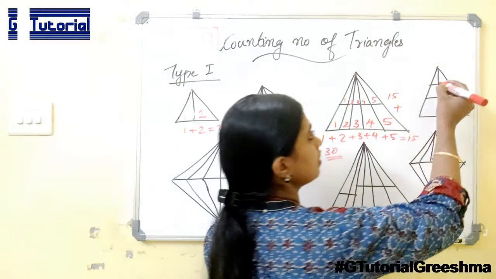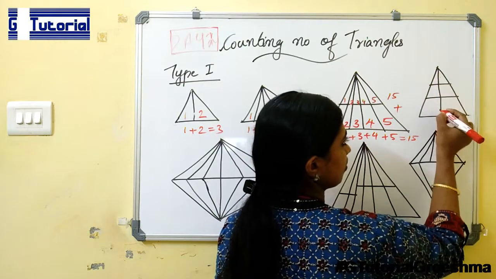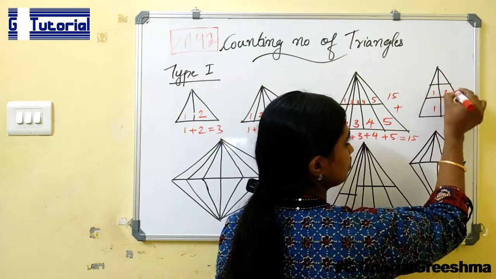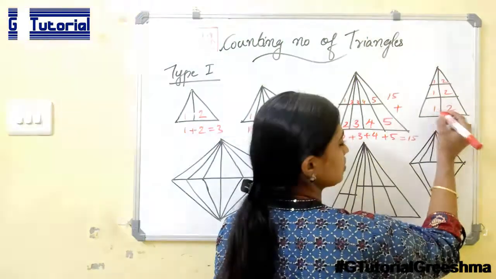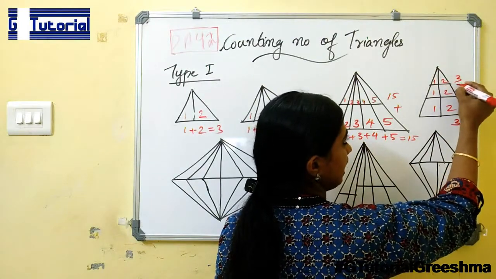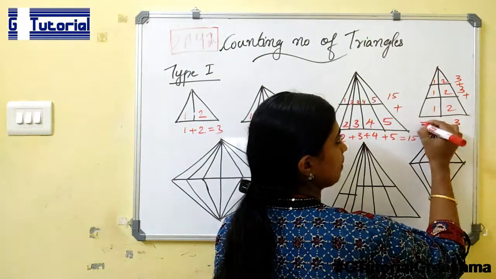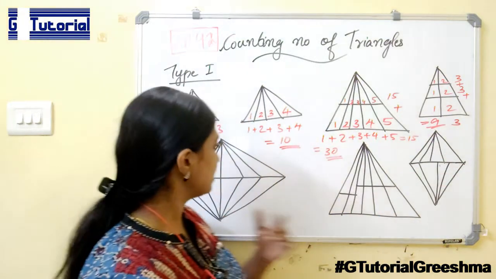Next figure. Let us number each of the triangles. First triangle, second triangle and third triangle. 1, 2, 1, 2, 1, 2. The number of triangles in this figure is 1 plus 2 plus 1, 3. In this one is 2 plus 1, 3. And 2 plus 1, 3. Adding these, we will get 3 plus 3 plus 3, which is 9. So the number of triangles is 9. Next question.